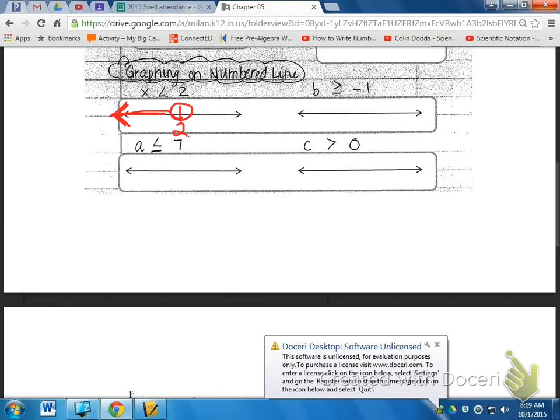All right, b greater than or equal to -1. So I'm going to put -1 on here. And Haley, open or closed circle? Closed. So I'm going to put a great big closed circle on my -1. And then Haley, which way am I shading it? To the right.